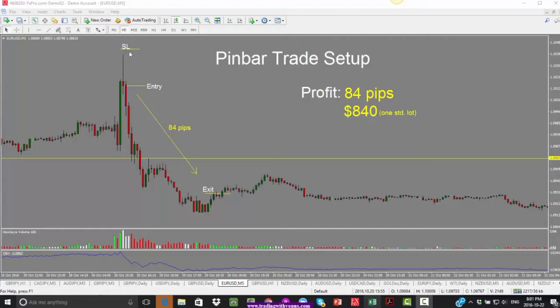Once you enter the trade, you put your stop loss a few pips above the pin here. You want to make sure you give your trade enough room to move around just in case it goes and tests this level again. Stop loss goes up here, you enter the trade here, and then as you can see, price just drops here.